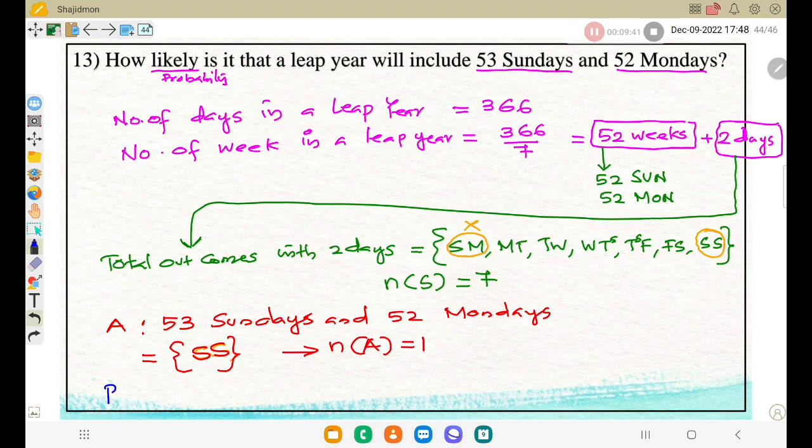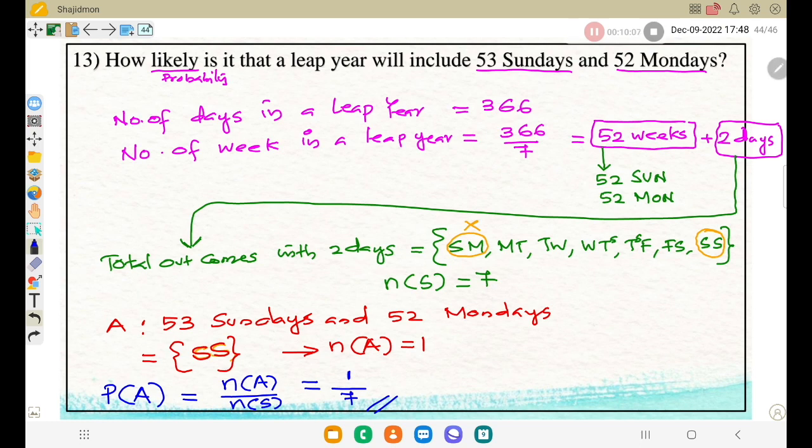So the probability of A, the probability of getting 53 Sundays and 52 Mondays, equals the number of elements of A divided by the number of elements of S. What is the number of elements of A? 1, divided by how many elements in S? 7. So what is the answer? 1 over 7. I hope you understood this question.